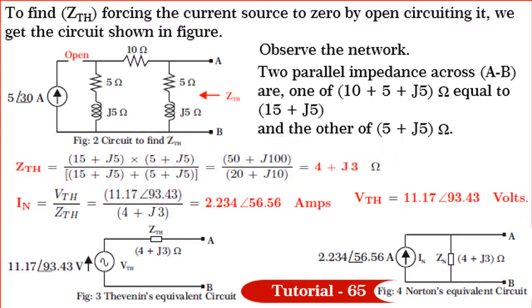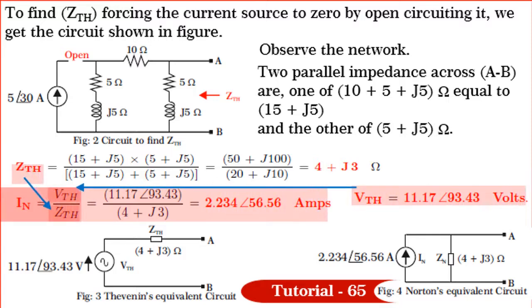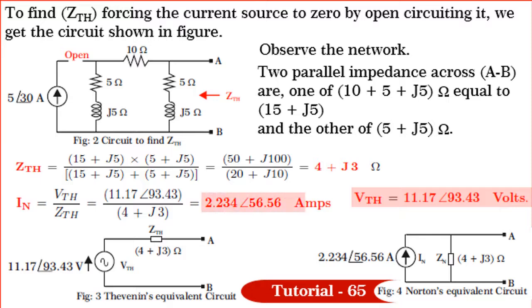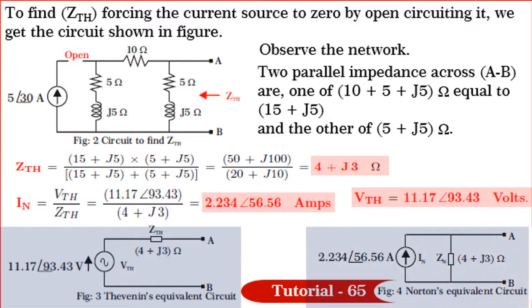We also know that IN is equal to V Thevenin divided by Z Thevenin. By substituting the values and solving, we get IN is equal to 2.234 angle 56.56 amperes. Knowing V Thevenin, IN and Z Thevenin, the Thevenin's and Norton's equivalent circuits drawn are shown in figure.